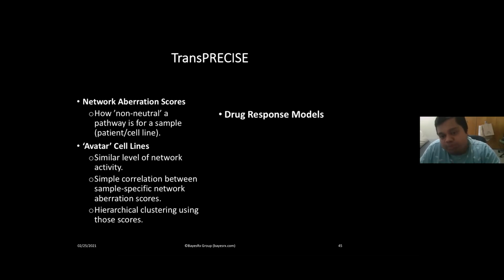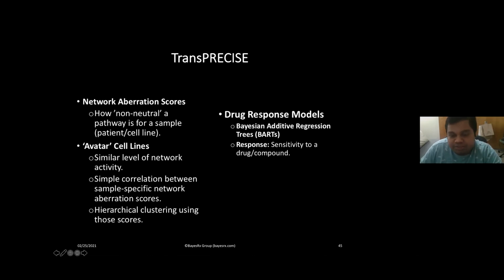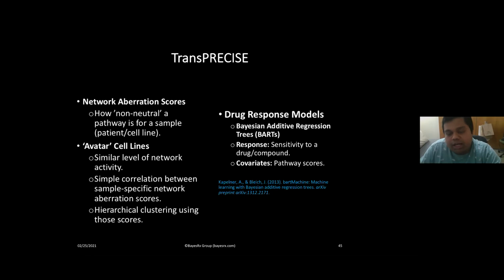In step two, we build the response models. So we have particularly used these BART models that are known to have good selection as well as good prediction. So our response is essentially the sensitivity to a drug or a compound, and then our covariates are these pathway scores that we have already computed. So that's how we train our model and then use them to predict. And there's existing literature and packages and everything for that. So I've just borrowed it from there.